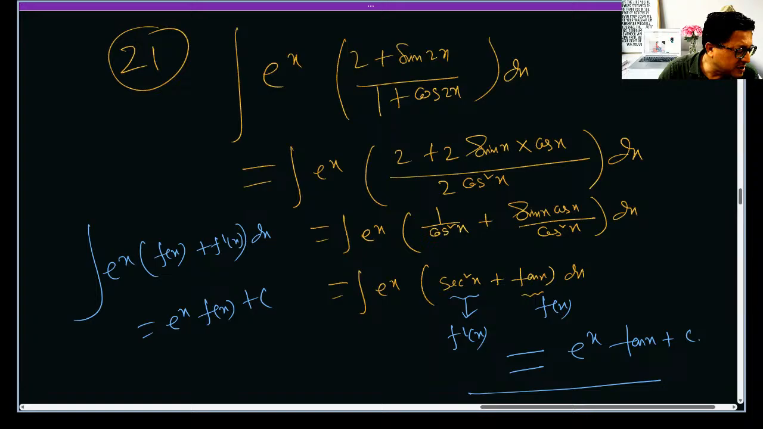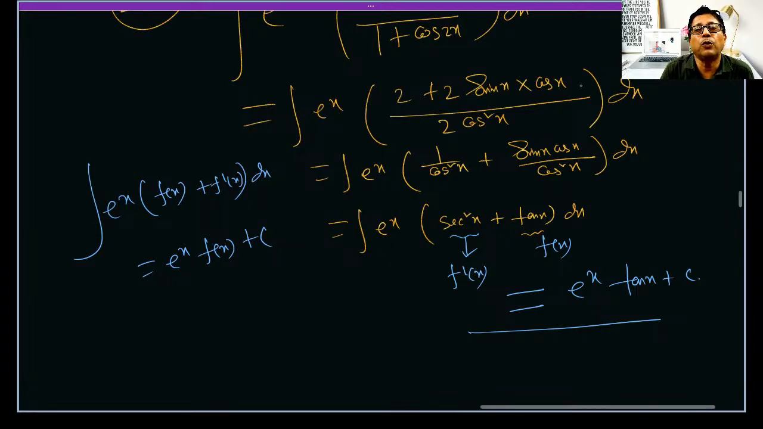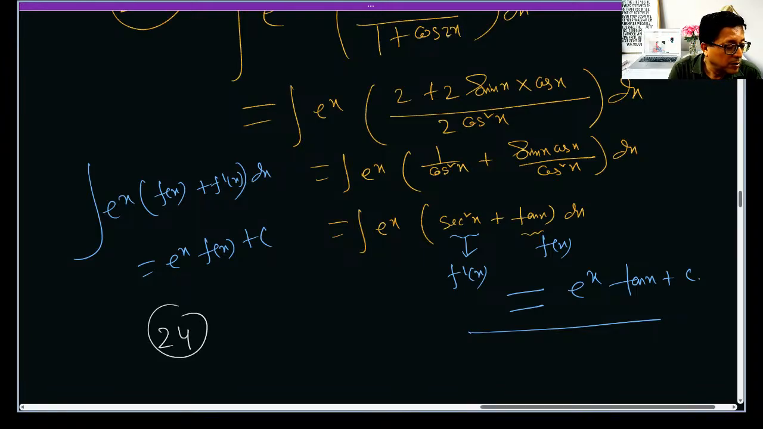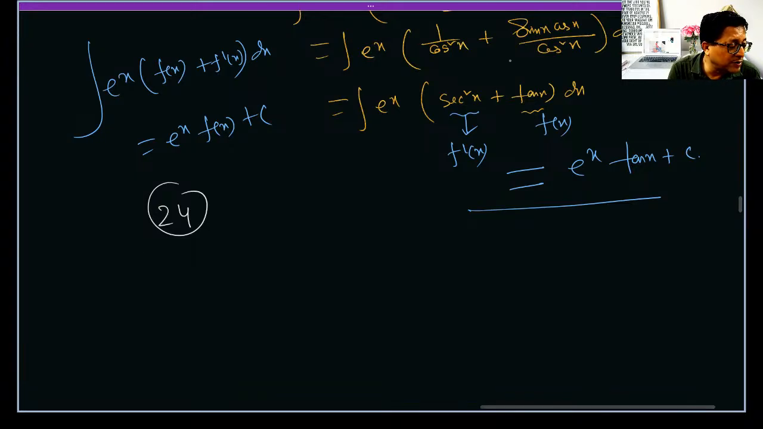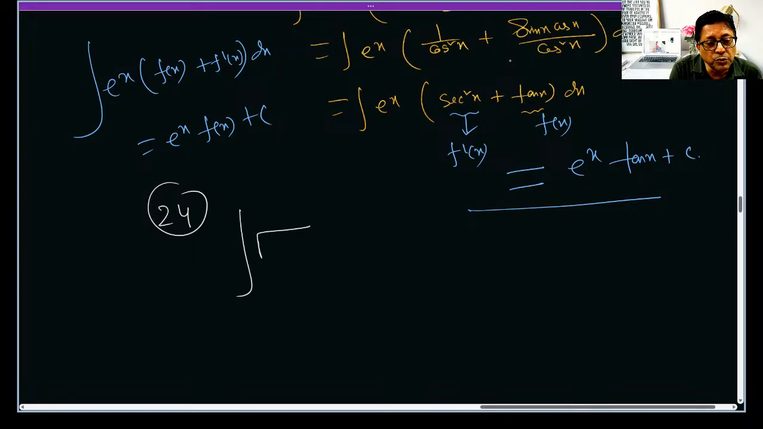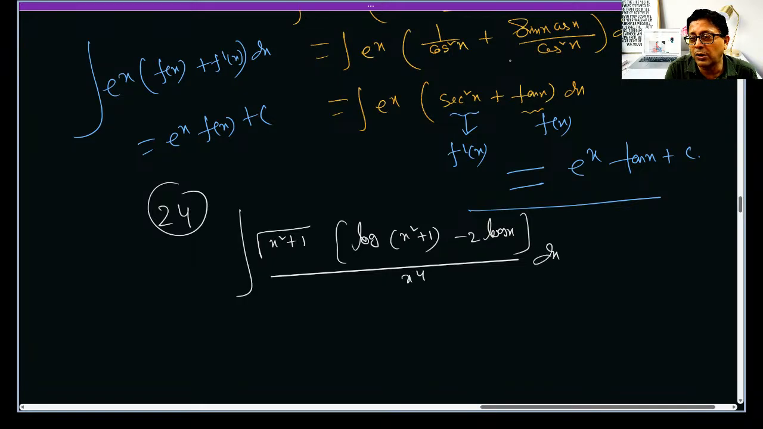Now go for solving this one also, like 24. You make a substitution x equal to cos theta. This is not so difficult. 24: root over x square plus 1 log of, very good manipulation is there, 2 log x by x to the power 4 dx. Okay? Let us do it.